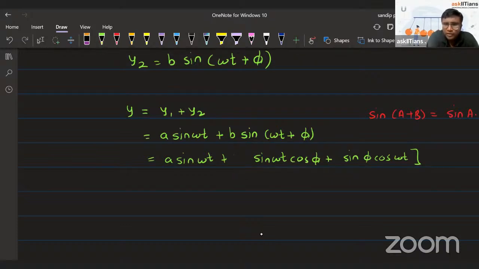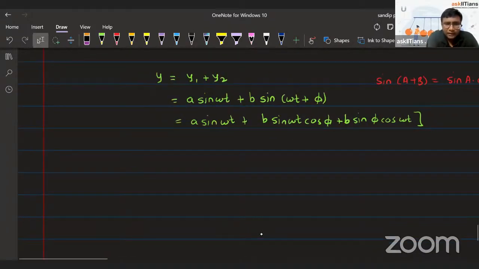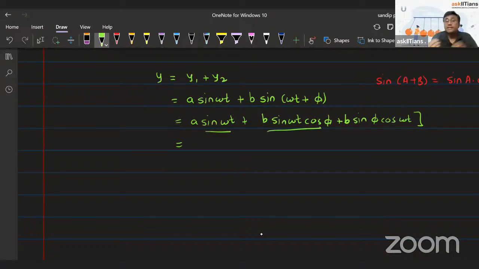This is b. I can give the both to both of them. After that, let's say the terms which contain the sine, bring them closer. So let's say sine omega t here and here. I can take the sine omega t outside of both. This will become sine omega t in the bracket, a plus b cos phi.